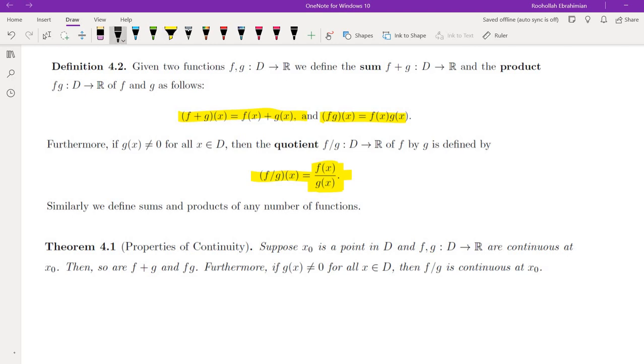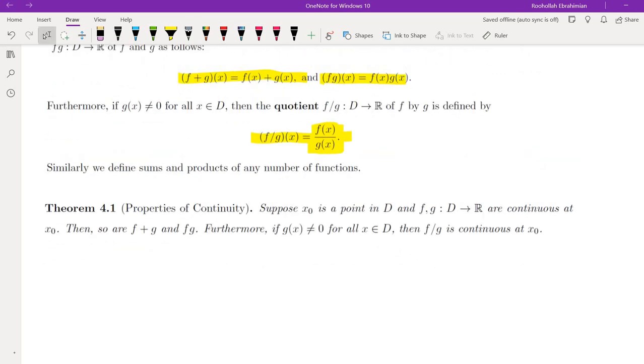Now, if f and g are continuous at a point, then their sum and their product are also continuous. So suppose x naught is a point in D. F and g from D to R are continuous at x naught. Then so are f plus g and f times g. So if you have 2 functions continuous at a point, then their sum and their product is also continuous at the same point. Furthermore, if the denominator is non-zero, if g of x is non-zero for all x in D, then f over g is continuous at x naught.